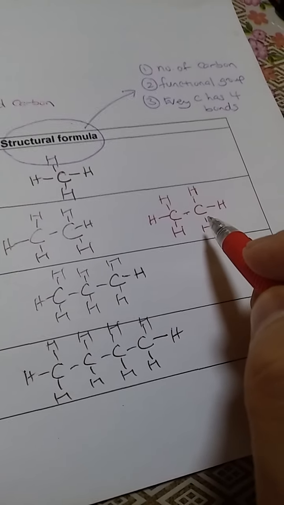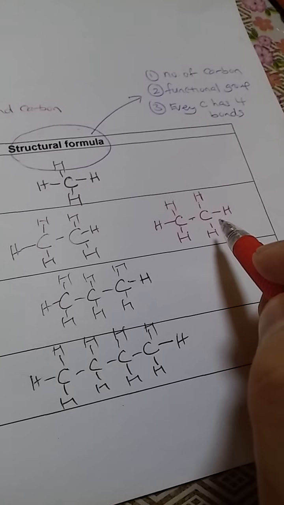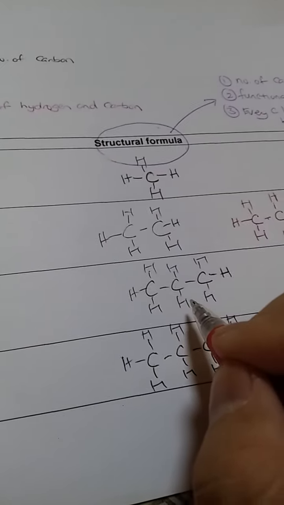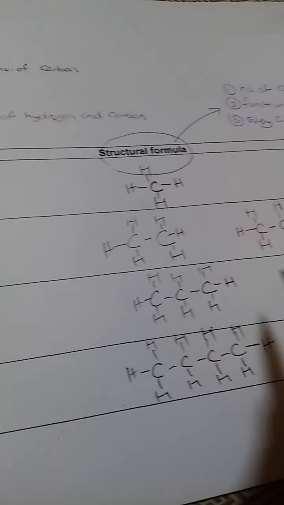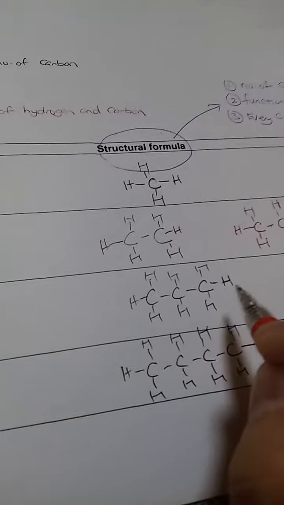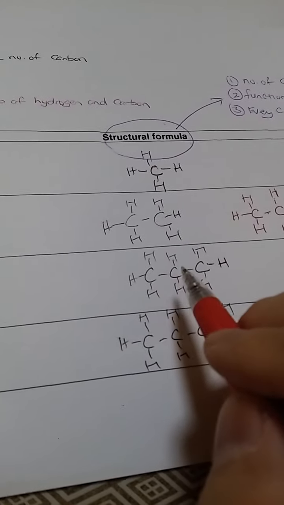The line just represents a single bond. That means a pair of electrons shared. Similarly, we do the same thing for propane. 3 carbon, and then we can count and make sure every carbon has 4 bonds. And the structural formula should correspond to the molecular formula C3H8. And this will continue for butane.